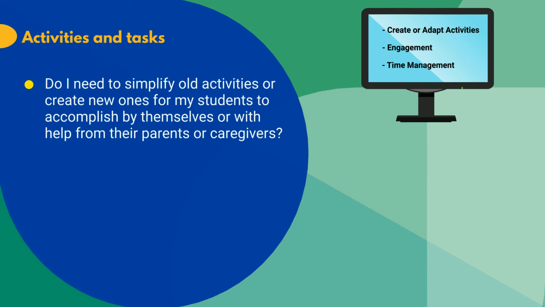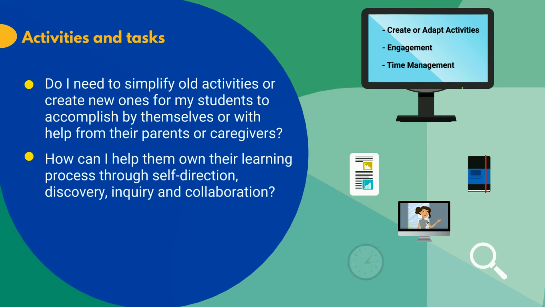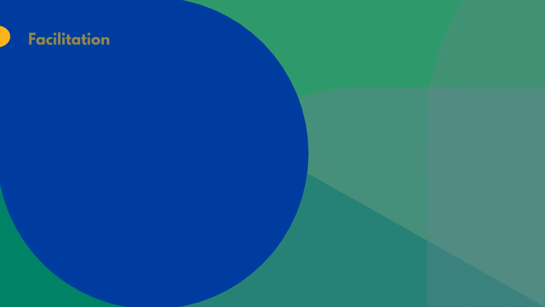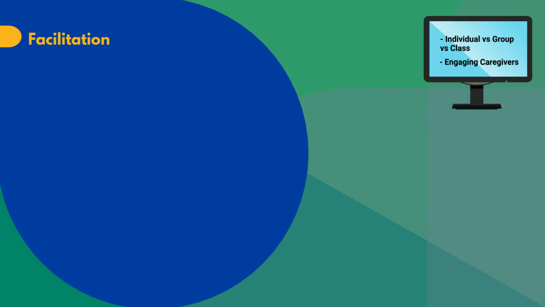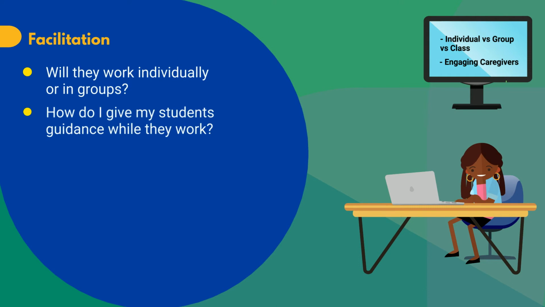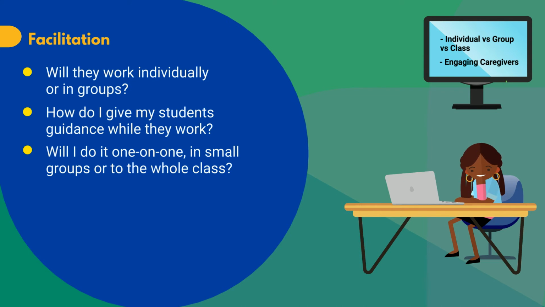Do I need to simplify old activities or create new ones for my students to accomplish by themselves or with help from their parents or caregivers? How can I help them own their learning process through self-direction, discovery, inquiry, and collaboration? How much time will I give them for each activity? To facilitate activities, ask yourself, will they work individually or in groups? How do I give my students guidance while they work? Will I do it one-on-one, in small groups, or to the whole class?